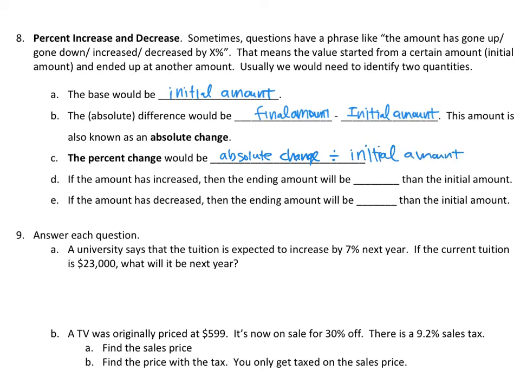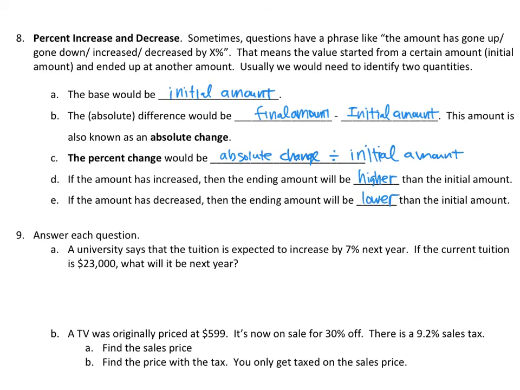So if your minimum wage has gone up from 13 to 15, the increase amount is $2, which is the absolute change. So the percentage increase was 2 over 13. Convert that into percent, then that's your percent increase. If the amount has increased, that means the ending amount will be higher, right? Went up, and vice versa.